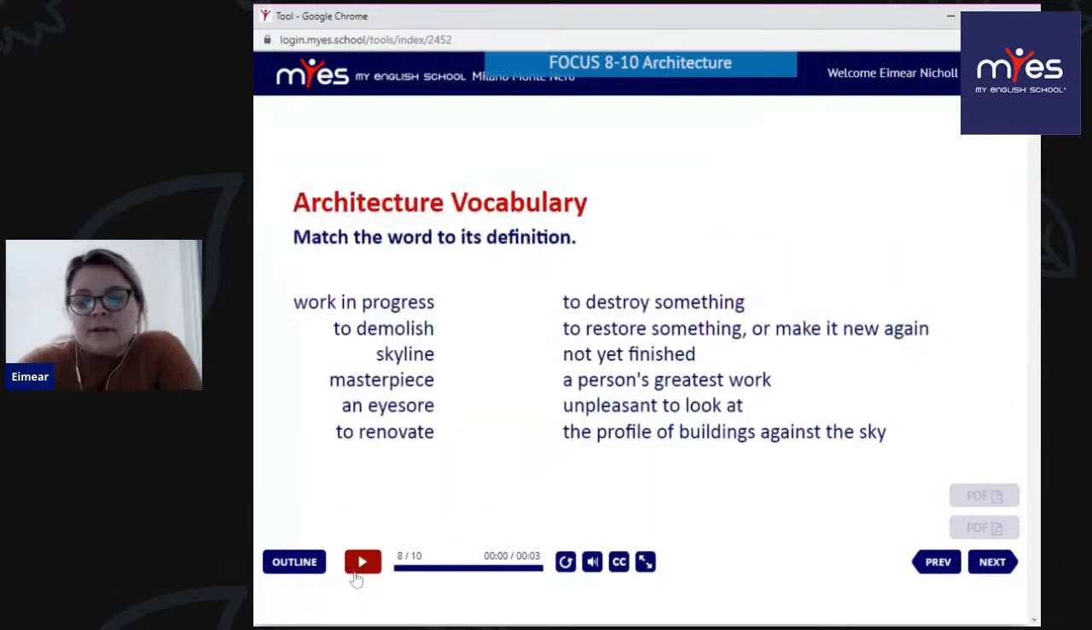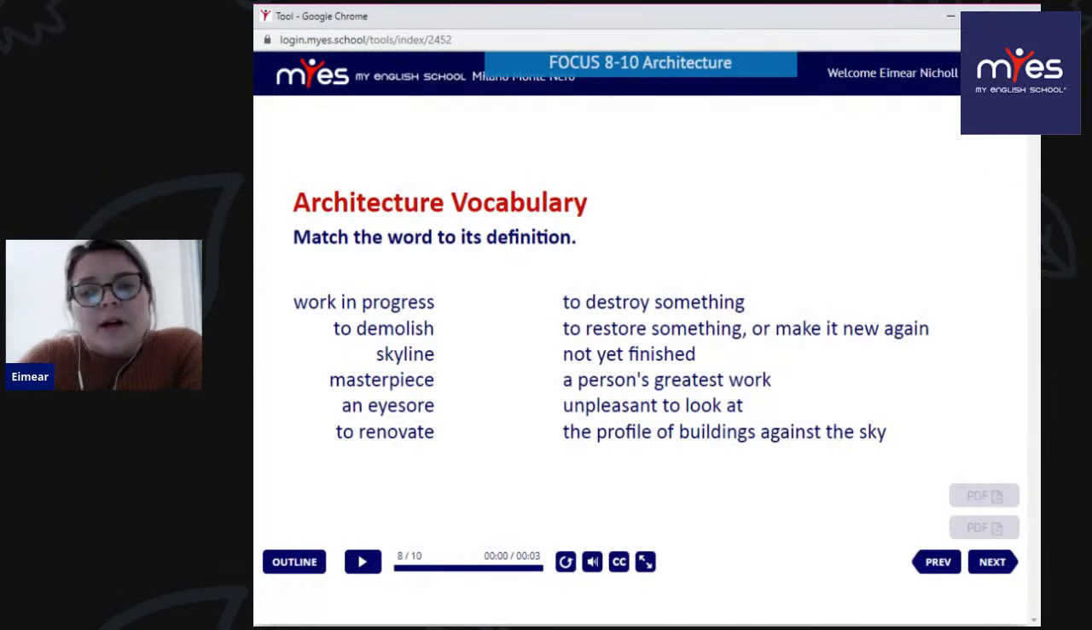Okay. All right. Architecture vocabulary. Match the word to its definition. So work in progress, to demolish, skyline, masterpiece, an eyesore, to renovate, to destroy something, to restore something or make it new again, not yet finished, a person's greatest work, unpleasant to look at, the profile of buildings against the sky. So we have our words on the left and definitions on the right. So at home, match together.